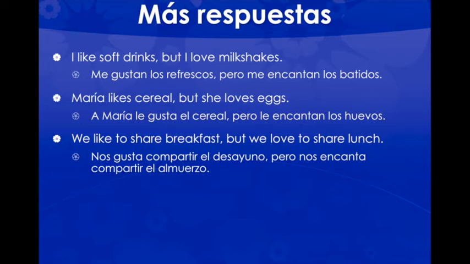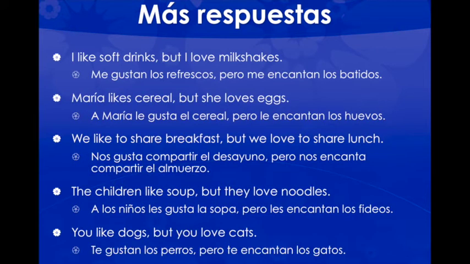So if we were going to look at some examples here, I like soft drinks, but I love milkshakes. Me gustan los refrescos, pero me encantan los batidos. Notice how soft drinks and milkshakes are plural, so gustan and encantan both end in N. Maria likes cereal, but she loves eggs. A Maria le gusta el cereal, pero le encantan los huevos. Notice how you have to put a before Maria. You can't just say Maria le gusta. You have to say a Maria le gusta. Because cereal is singular, it's just gusta. Because eggs is plural, it's encantan with an N.